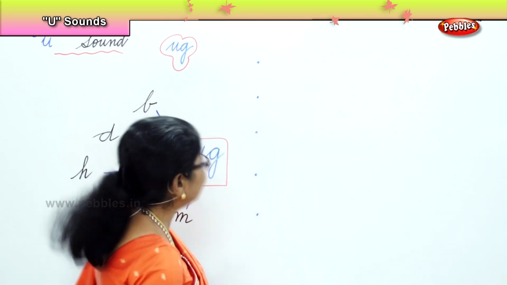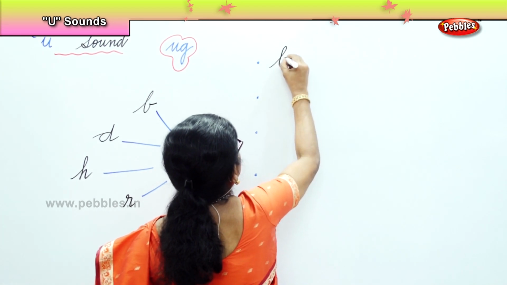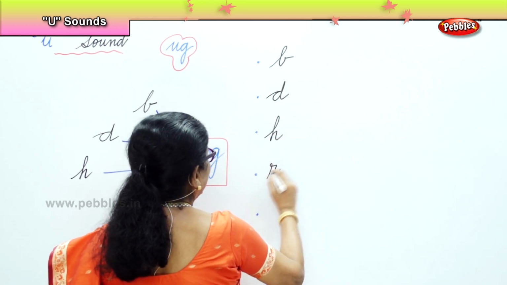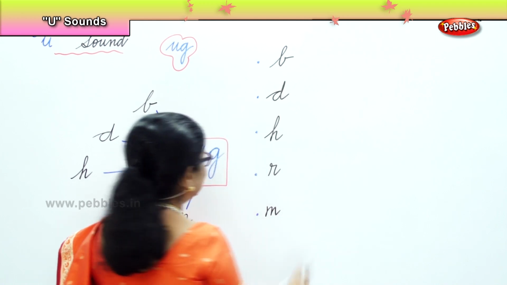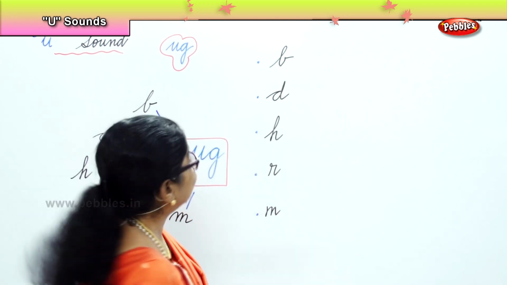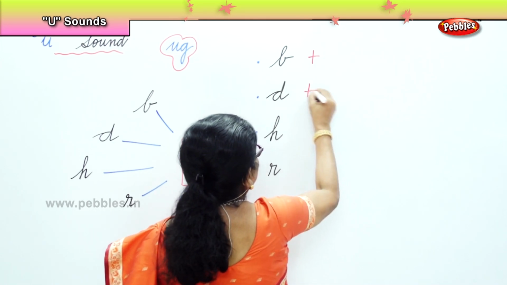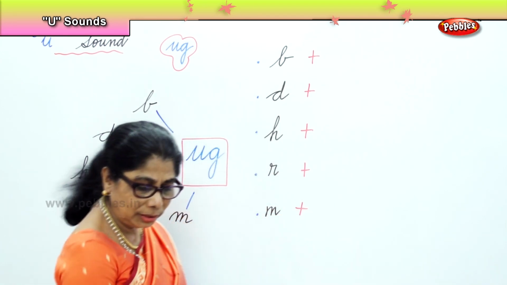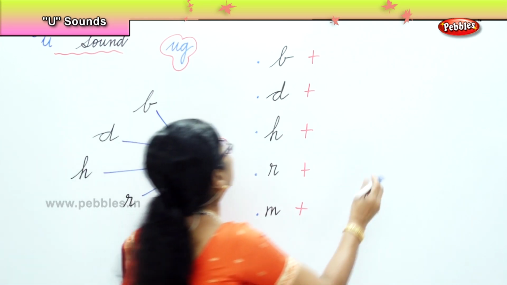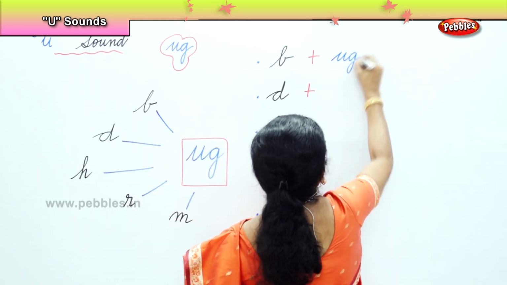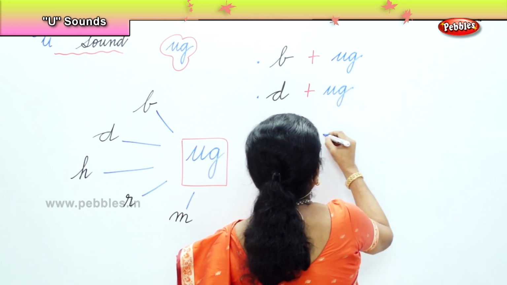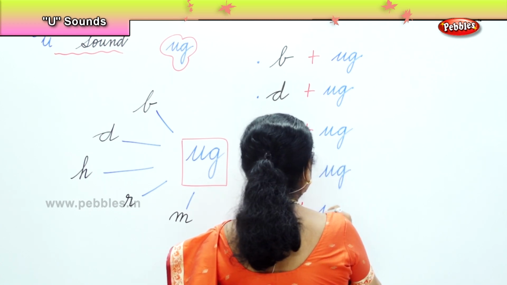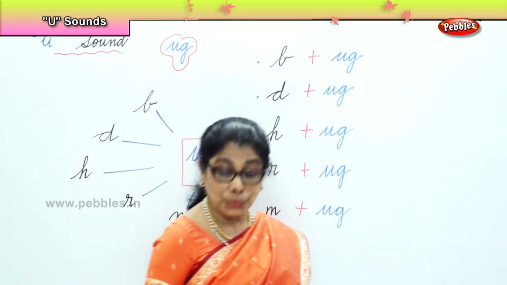Fine. So what do we have here? B, D, H, R, and M. To this we add B plus, D plus, H plus, R plus, M plus. And we add on here ug. B plus ug, D plus ug, H plus ug, R plus ug, and finally M plus ug, and we are going to get a new word from here.